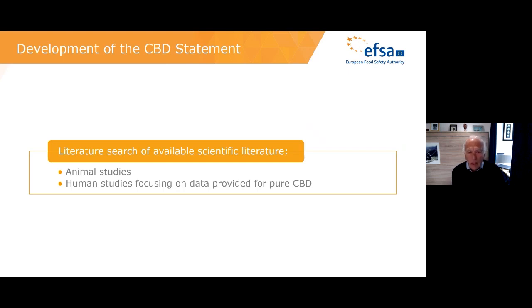We carried out significant, substantial searches of the scientific literature, looking for animal studies and human studies that focused on data provided for pure CBD, because some of the mixtures and other things that you can get data on for CBD are quite complicated and quite varied, and that provides at least part of the background about why we have some problems. Next slide.